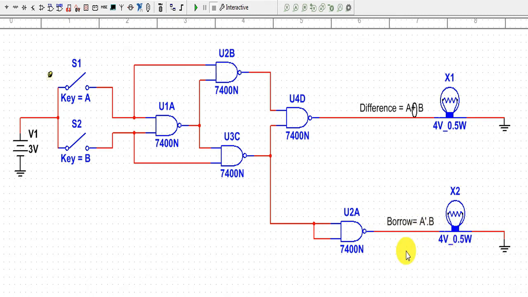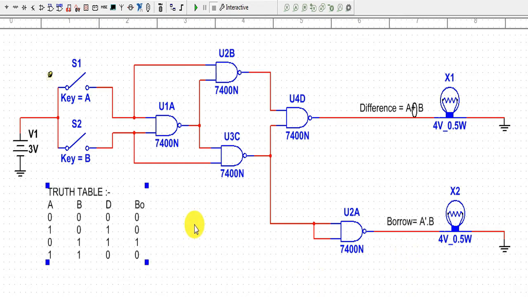Now let us verify the truth table after running this connection. Now we have the truth table in our circuit. Now let us verify this truth table as soon as we start this circuit.